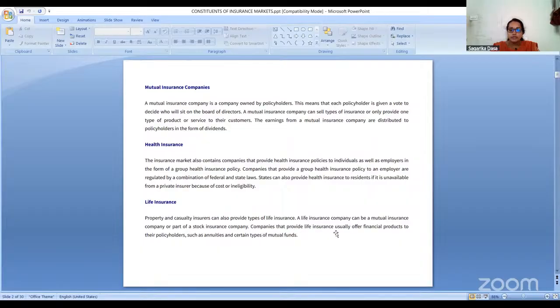Companies that provide life insurance usually offer financial products to their policyholders, such as annuities and certain types of mutual funds. So this is life insurance, which is another part in the insurance sector.